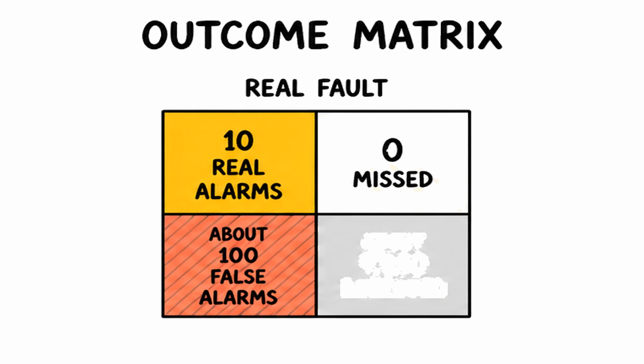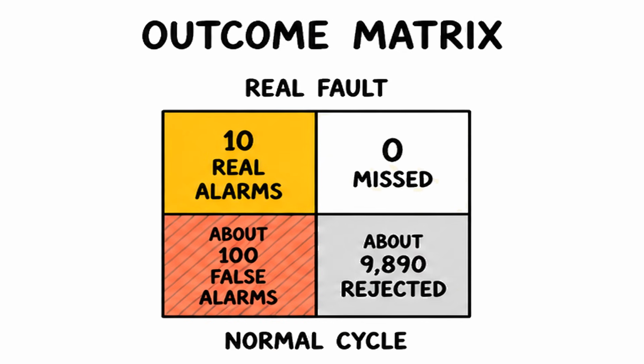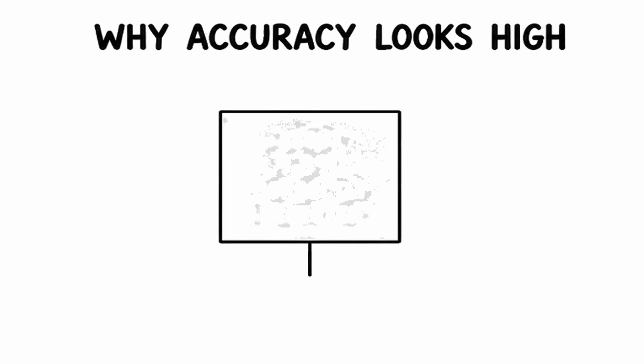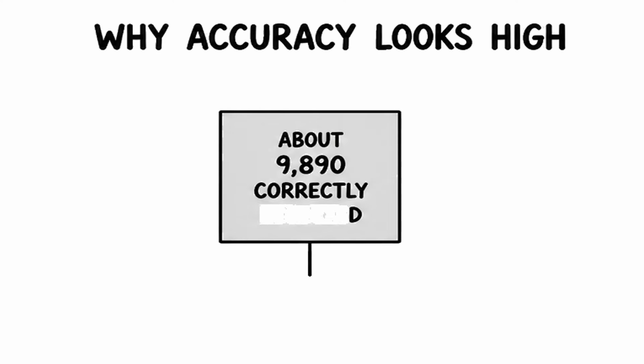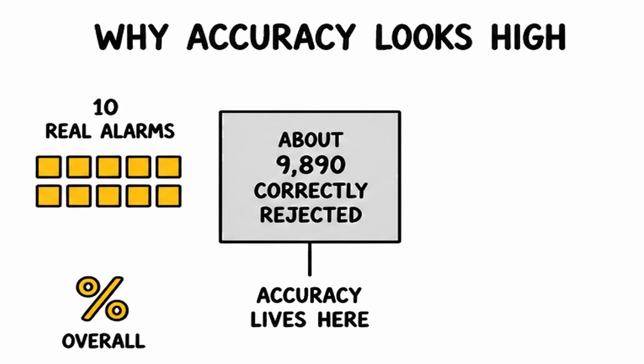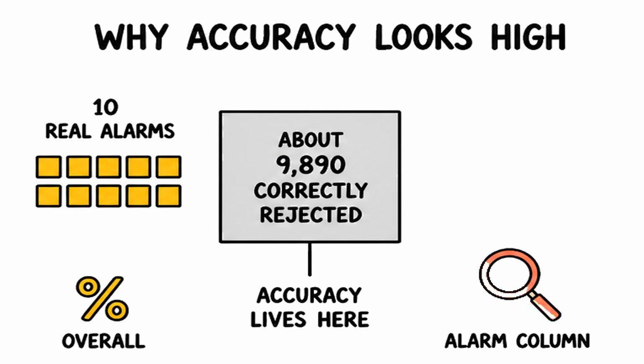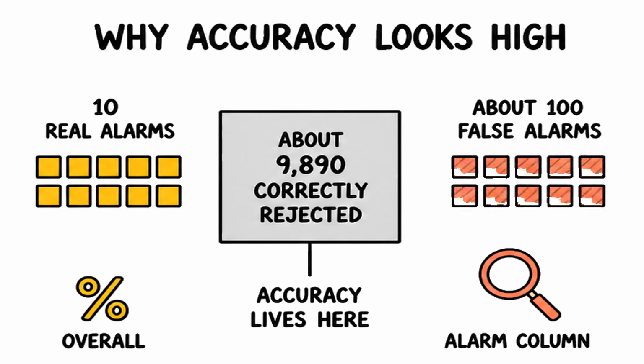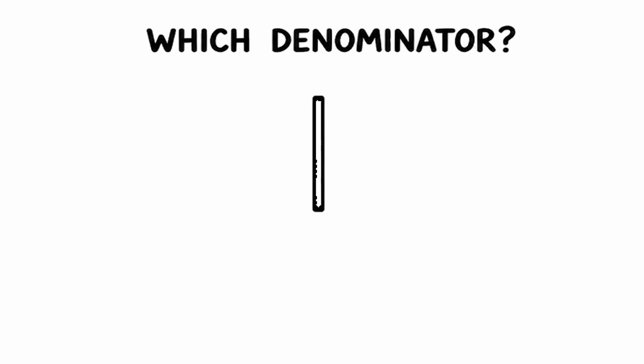Let us organize this in a 4-cell outcome matrix. Top row is real faults. Bottom row is normal cycles. Left column shows alarms. Right column shows no alarms. Every check lands in exactly one cell. Notice which cell is huge. The correctly rejected group holds about 9,890 normal cycles. That is why overall accuracy stays so high, even while the alarm column contains so many false alarms.